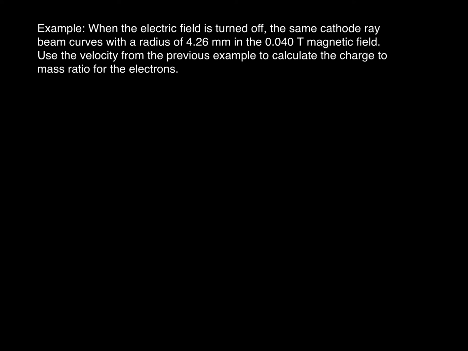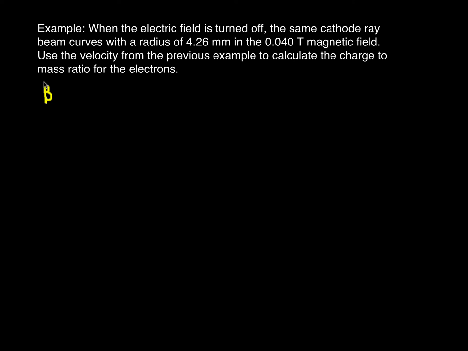Next example. When the electric field is turned off, the same cathode ray beam curves with a radius of 4.26 millimeters in the 0.040 tesla magnetic field. Use the velocity from the previous example to calculate the charge-to-mass ratio for the electrons.